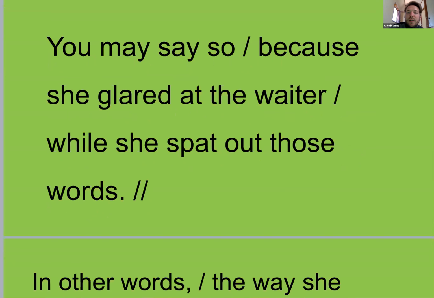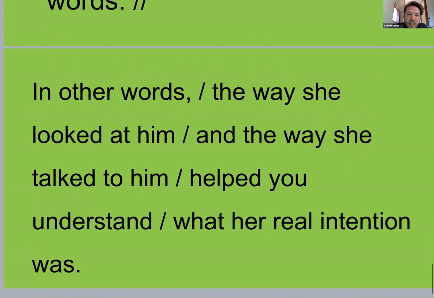You may say so because she glared at the waiter while she spat out those words. In other words, the way she looked at him and the way she talked to him helped you understand what her real intention was.